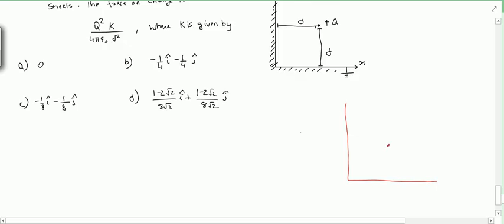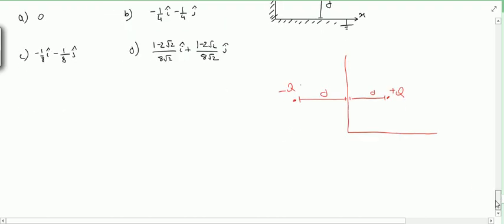This charge will be placed here, and due to this plus q charge, with the distance here being d, there will be an image charge here of minus q, and the distance from here to here will be d. And due to this plus q charge, also at the same distance d from here, a minus q charge will again be there as an image.